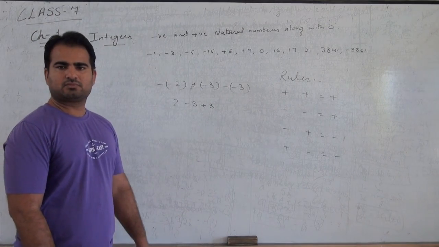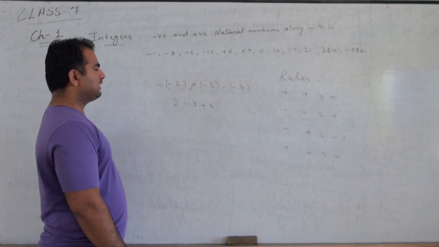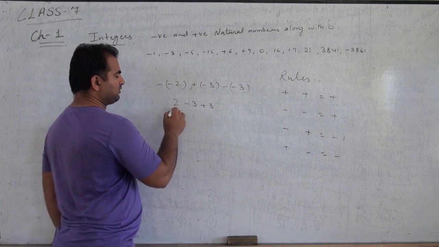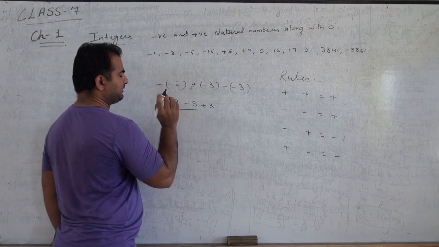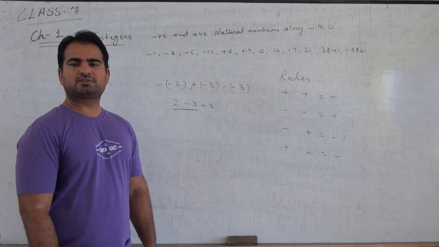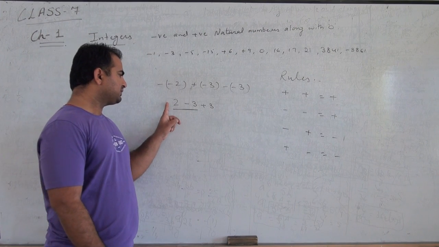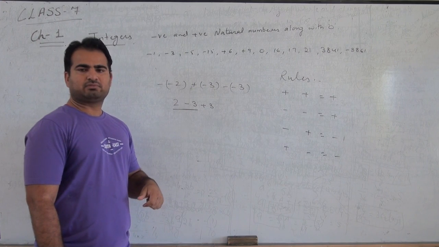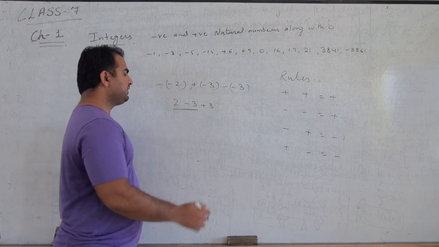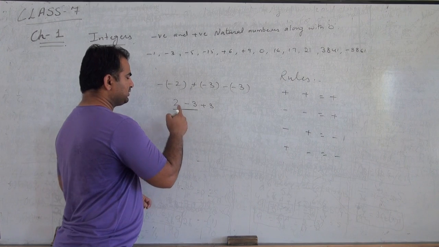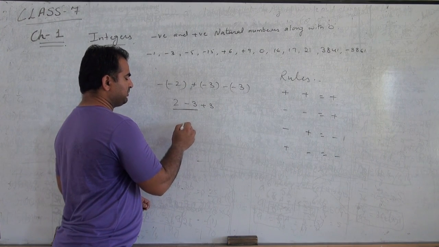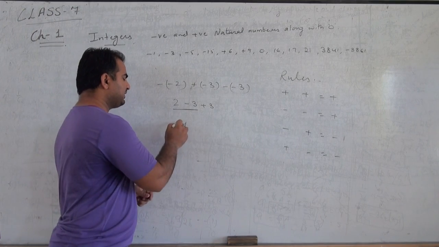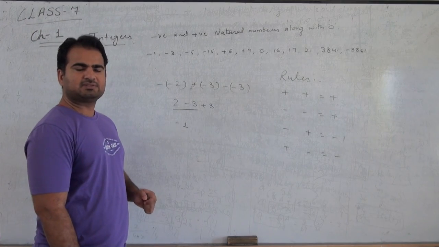Done? Okay. So now what we have to do is solve. What is 2 minus 3? As we know, 2 is of positive nature and 3 is of negative nature. What is plus and minus? Minus. So we have to subtract 3 from 2. So what is 3 minus 2? It will be 1. But 3 is the bigger digit, so it will be of negative nature. It will be minus 1.